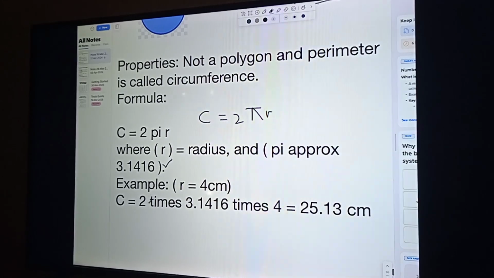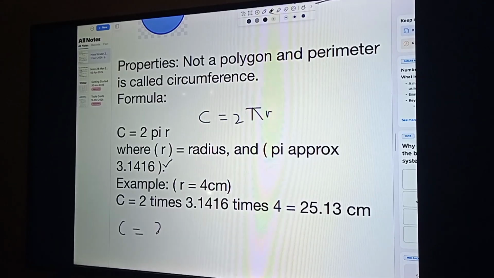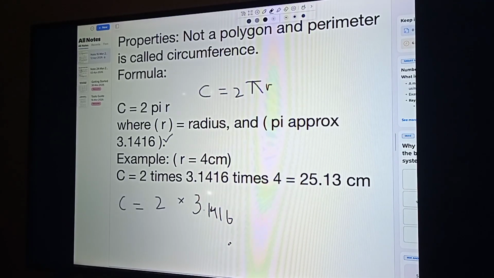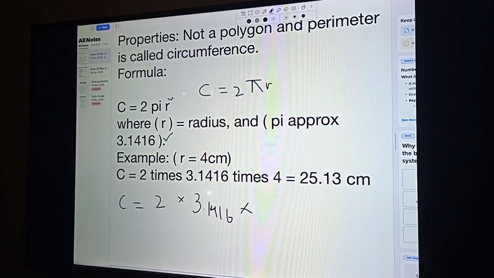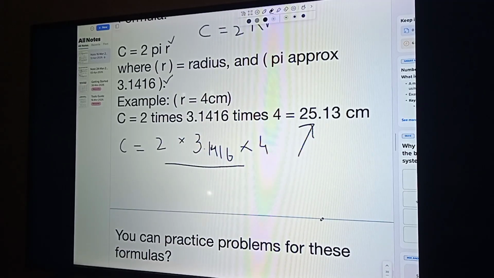In this example, the radius is 4 centimeter. So by using the formula, C becomes 2 multiplied by 3.1416, and then 4, because you put the value of r, and this will give you 25.13 centimeter.